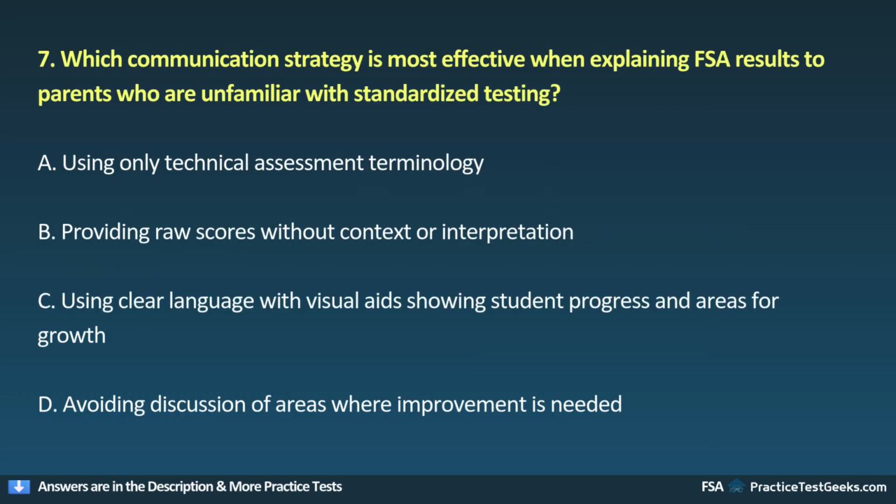7. Which communication strategy is most effective when explaining FSA results to parents who are unfamiliar with standardized testing? A. Using only technical assessment terminology. B. Providing raw scores without context or interpretation. C. Using clear language with visual aids showing student progress and areas for growth. D. Avoiding discussion of areas where improvement is needed.